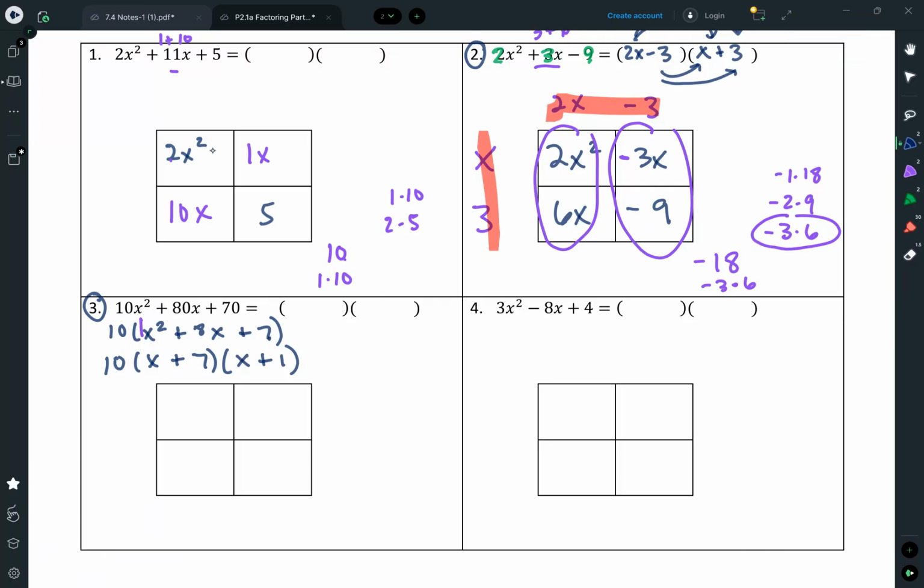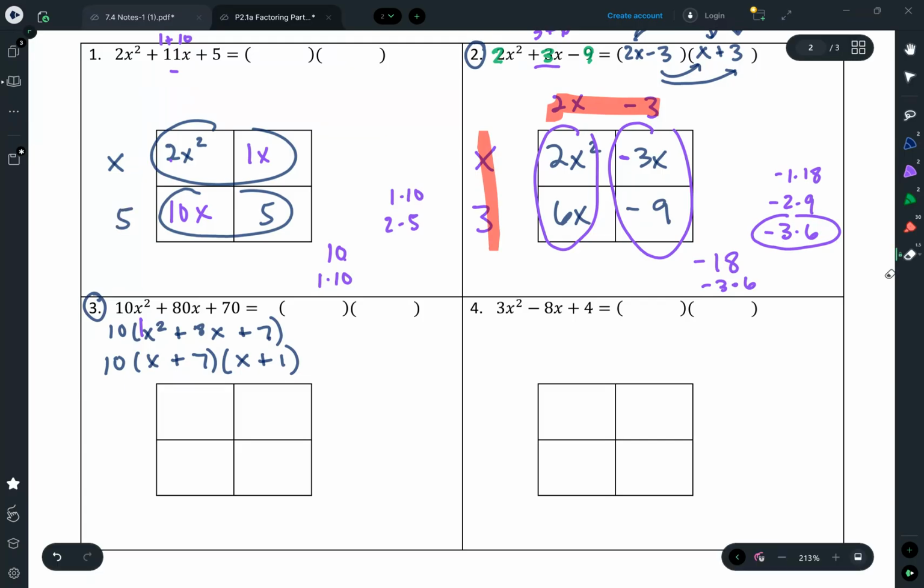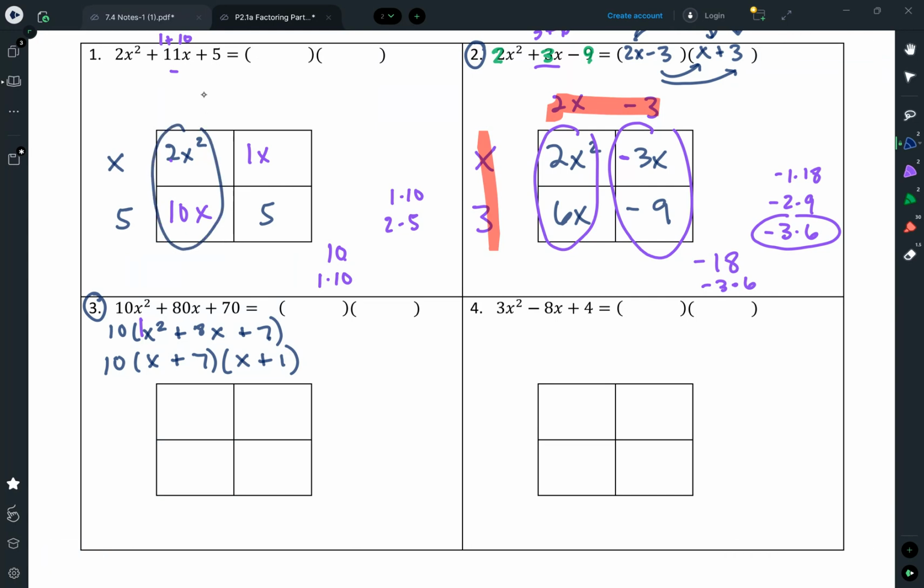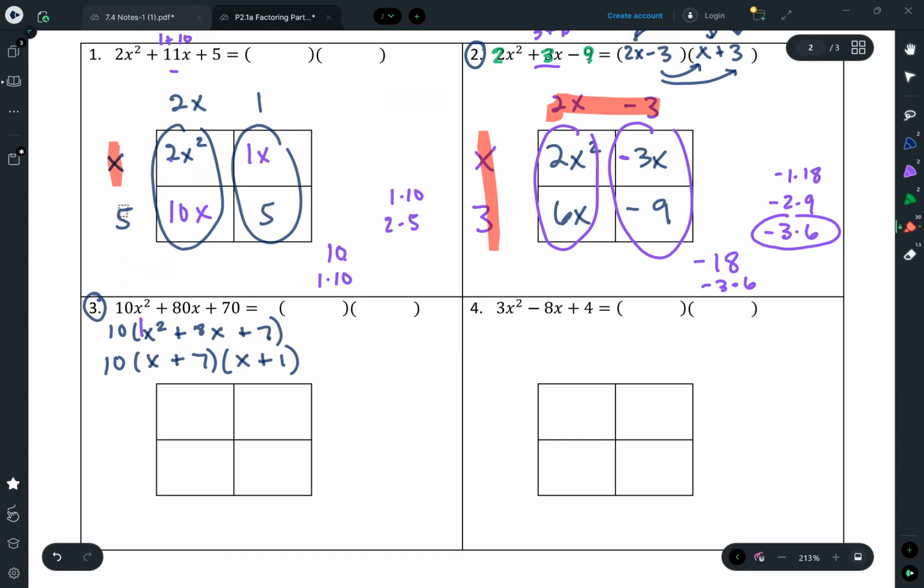So now I want to go rows and columns and divide stuff out. So in my first row, 2x squared and 1x, they have an x in common. In my second row, 10x and 5, I could divide out a 5 from both of them. So we're just looking at basically like a greatest common factor there. All right, now I want to go to columns. So 2x squared and 10x, I would factor out a 2x. 1x and 5 have nothing in common. I'd factor out a 1. Then I write down my factors. My factors are the x plus 5 and the 2x plus 1.